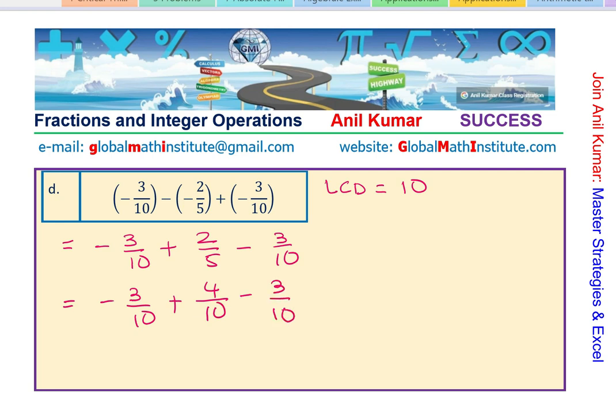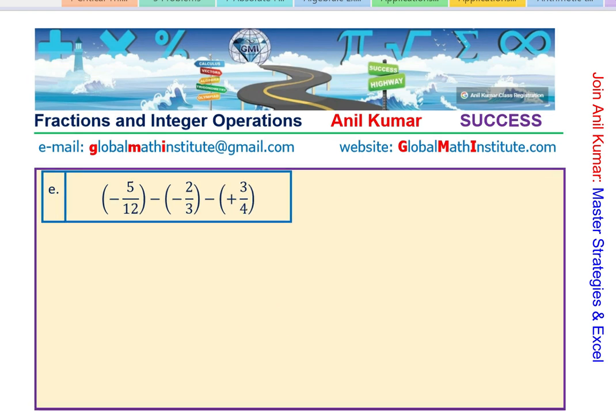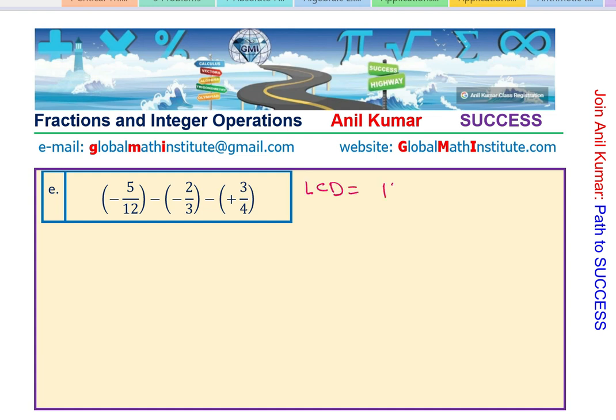Simple as that, correct? 3 minus 3 minus 6 and plus 4 is 2 out of 10, which can be simplified and written as 1 over 5. Next question, please. Here, what is the lowest common denominator? Well, that is 12, correct? Rewrite the expression, open the brackets: 5 out of 12 plus 2 out of 3 minus 3 out of 4.